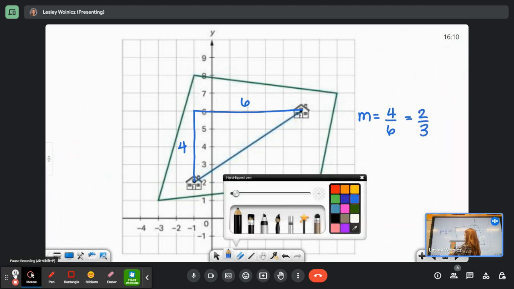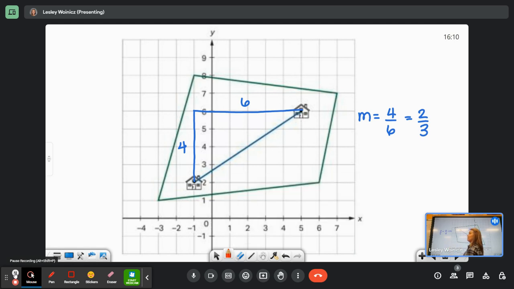That means that if I want to make a fence, it's got to be on my perpendicular bisector. So it's got to be perpendicular to that segment. So I know that my m perpendicular has to be an opposite reciprocal. Okay, so opposite means it has to be negative instead of positive, and reciprocal means the 3 goes on top instead of the 2.